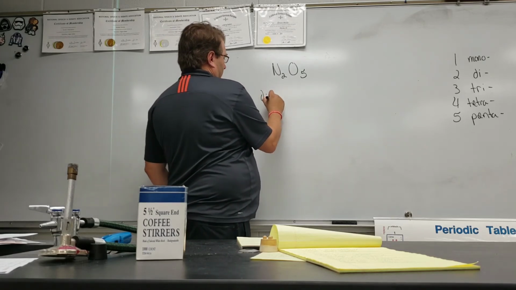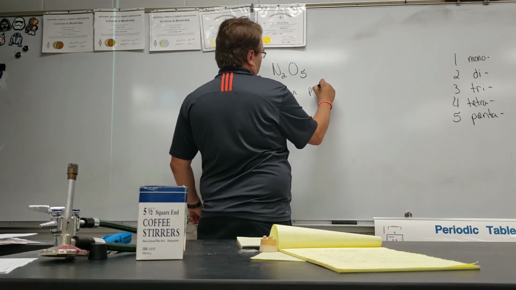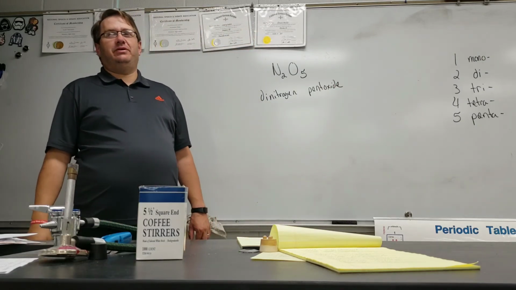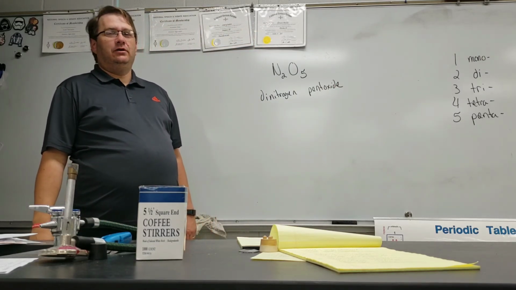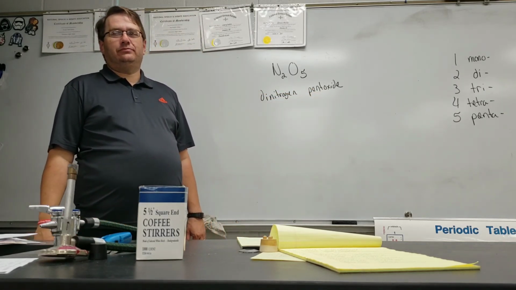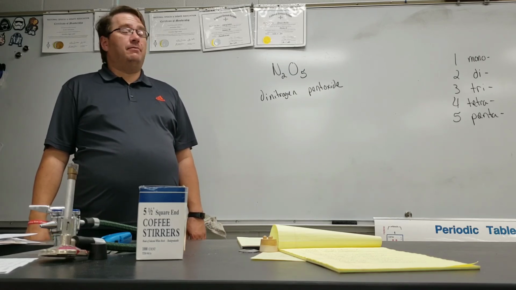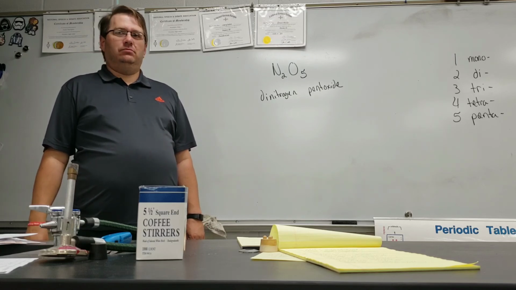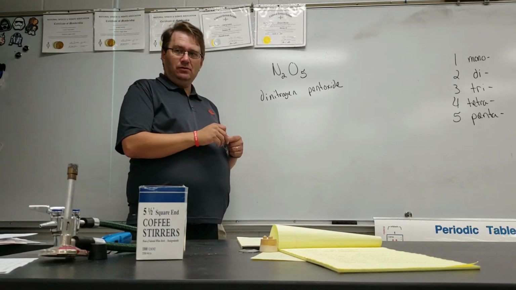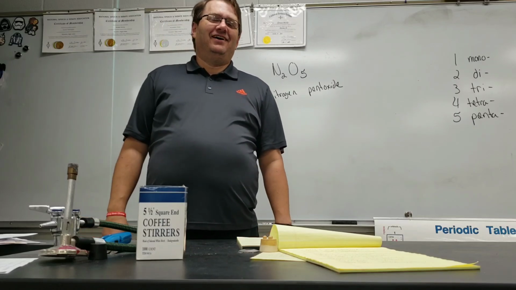Dinitrogen pentoxide. Notice I dropped the A on penta. I'm not going to count off if you put pentaoxide, but we drop it to make it flow better.